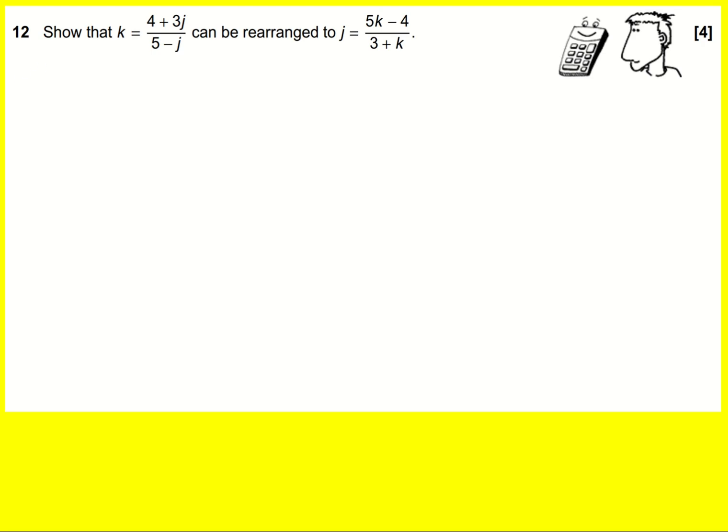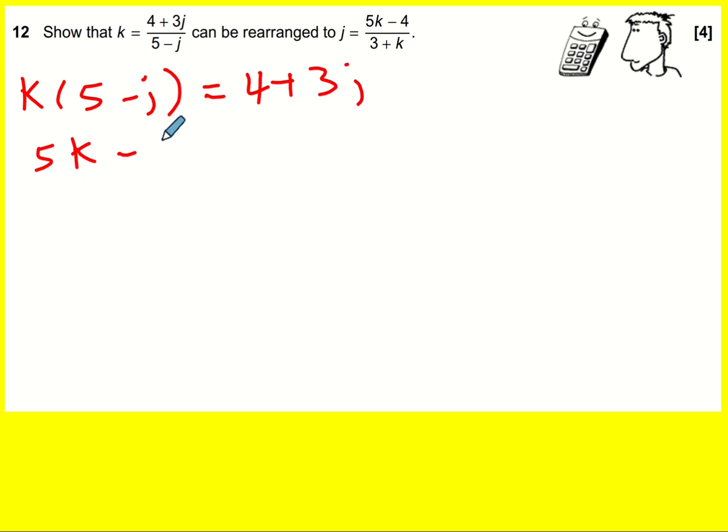Well, what we do is we first need to get rid of that. Whenever you get fractions that just look a bit messy, get rid of them. Multiply both sides by 5 minus j. And what we get is k(5 minus j) is equal to 4 plus 3j. Multiply this out now. This will become 5k minus kj, I'll leave it that way around, equals 4 plus 3j.